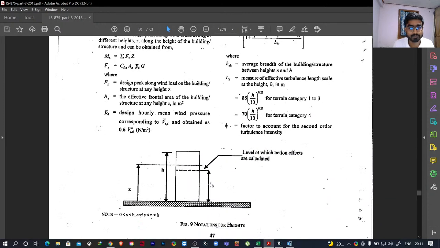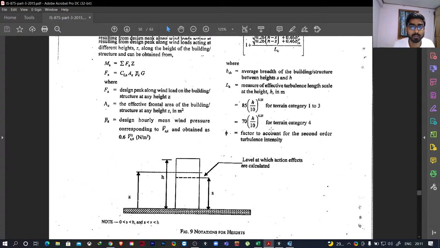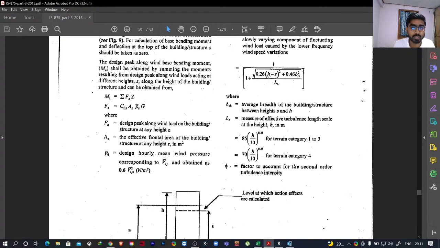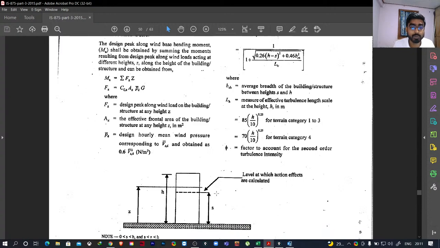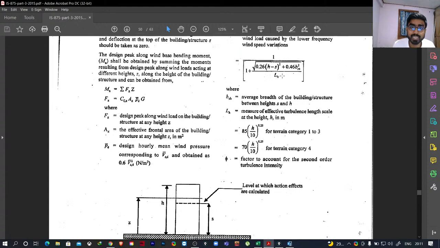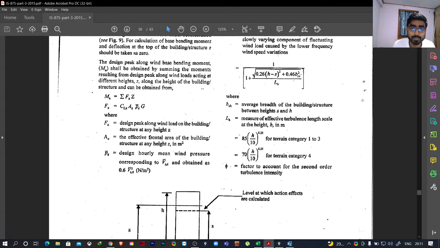H is the total height of the structure that we have considered, and S is the level at which you want to find the wind force. Suppose you want to find the wind force at floor level 20. So up to floor level 20, what is the height of the building? That is what you need to write. So total height minus the height at which you want to find the force. And BSH is nothing but the average breadth of the building or structure between S and H.